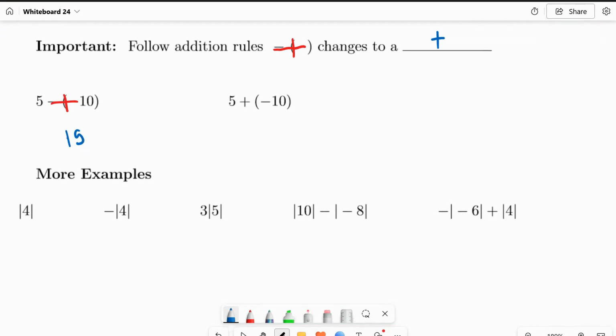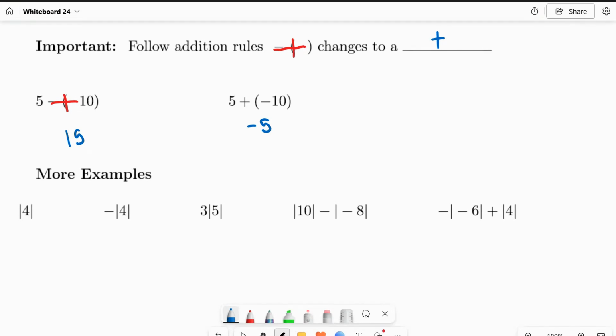Where on the other side, we have 5 plus negative 10. Since we don't have a double negative, we actually need to subtract these or add the opposite. So 5 plus negative 10, we have different signs there, so we will subtract. 10 minus 5 is 5. Negative 10 is the greater of the two numbers, so that will become negative 5.